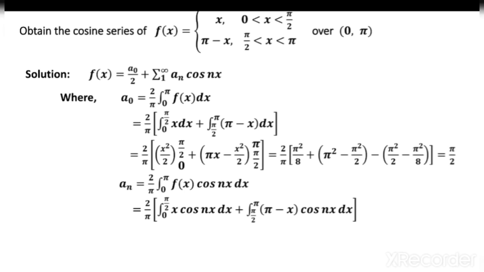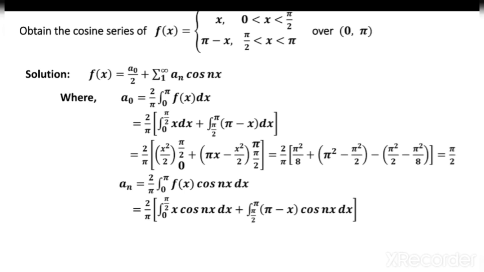A naught value, 2 by L is 2 by pi here. The integral 0 to L is replaced by 0 to pi f of x dx. Now just have a look at the function. 0 to pi, the function is divided into 2, which is x and pi minus x. So 0 to pi by 2 is x. Hence we have to split the integral as integral 0 to pi by 2 x dx plus integral pi by 2 to pi, where the function is pi minus x into dx.